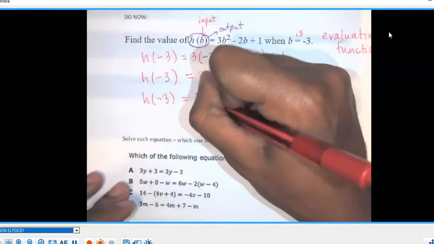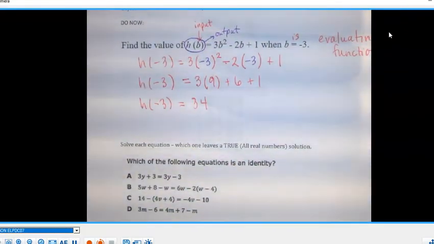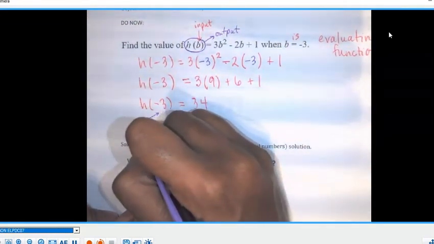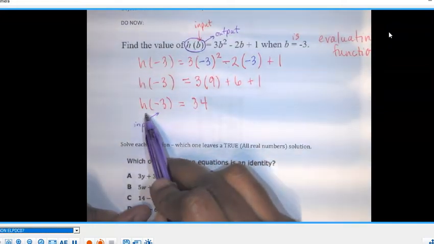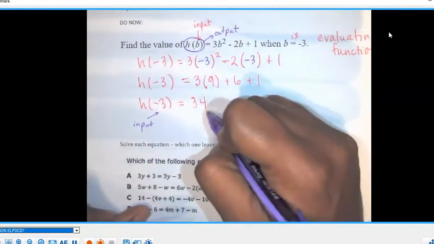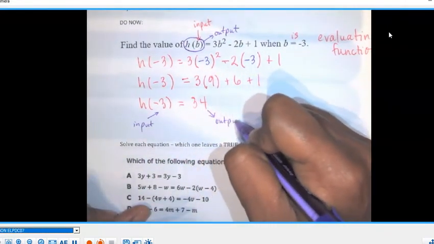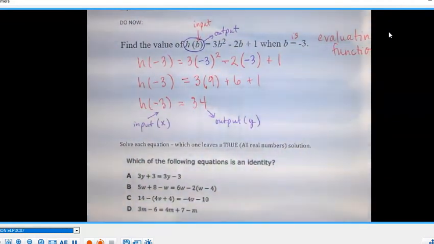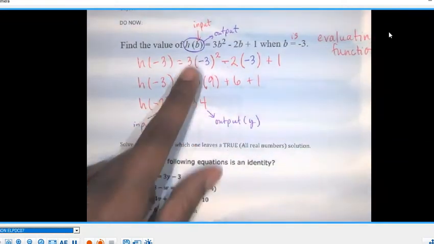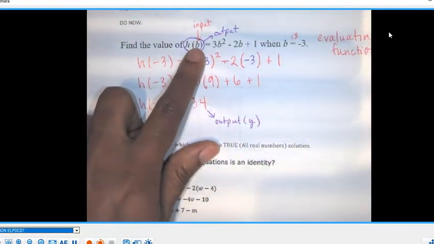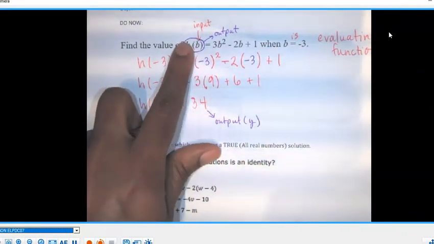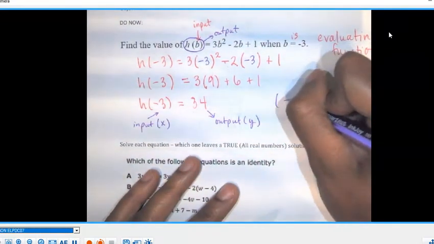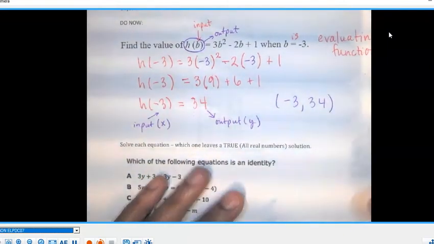That's it. So the answer is 34. And remember that I told you that because that -3 is the input, because I plugged it into the function, and as you can see, when I plugged it into that H function, the output is 34. So this is my Y value, everybody, and this is my X value. And I know in this case they called it B as in boy, but traditionally, whatever's in the parentheses is the X. When you evaluate and you get the answer, once you plug it into the function, that's your Y. So basically I can produce the point -3, 34.